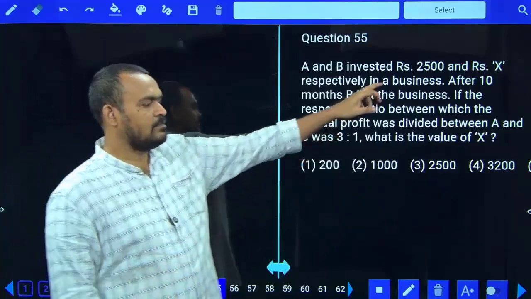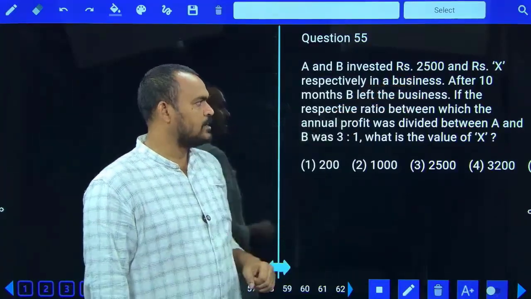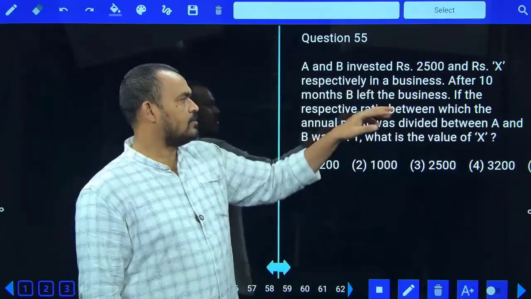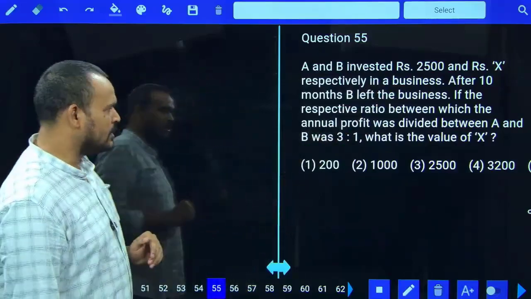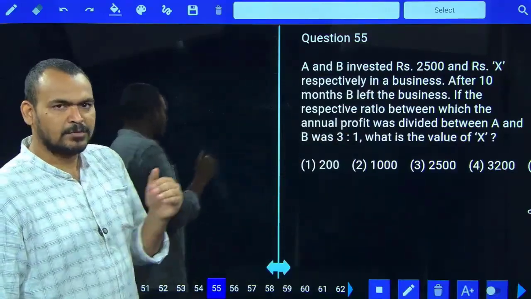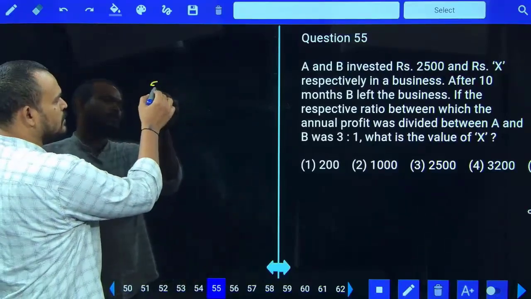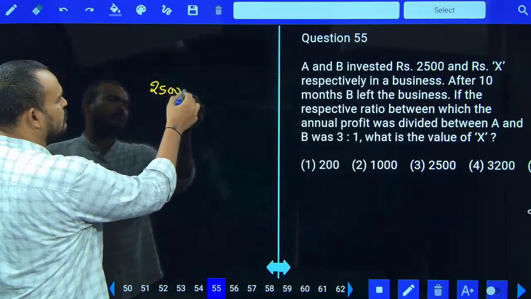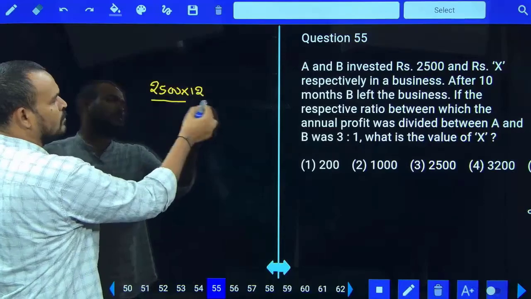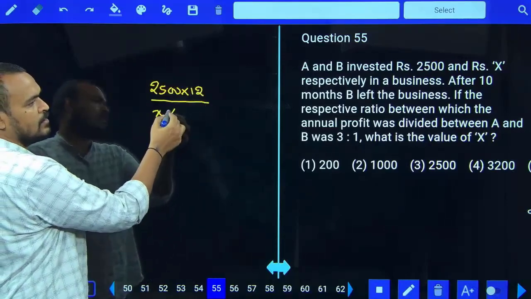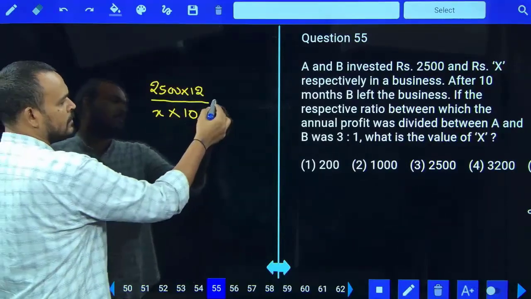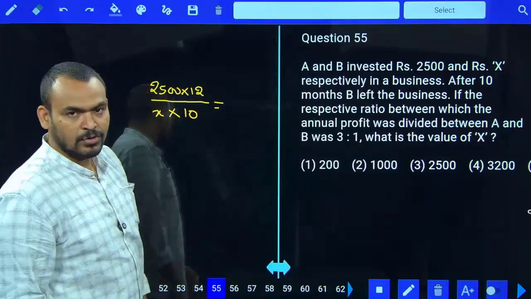First of all, what is the A investment? 2,500. B investment X. But B left the business after 10 months, means from starting to ending A's investment is used. What is A investment? 2,500. It is used for how many months? 12 months. What is B investment? X. Used for how many months? 10 months. That is equal to the profit ratio of A and B.